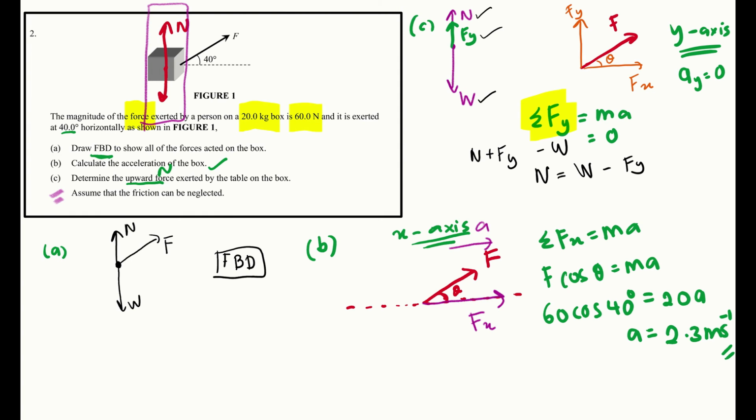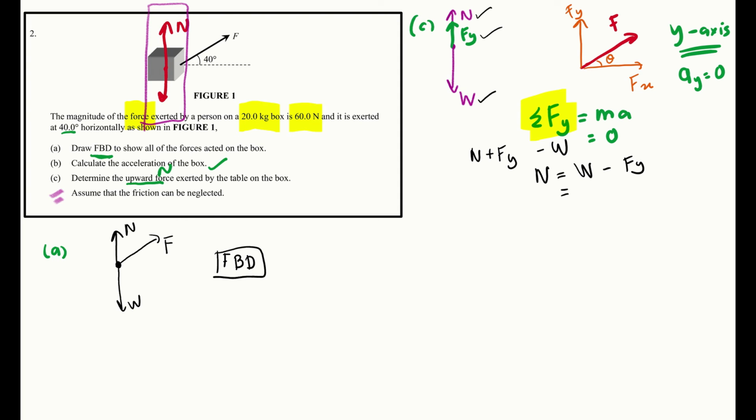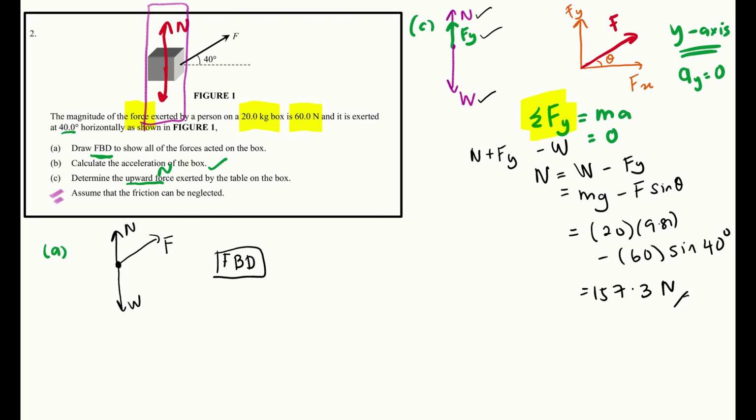Okay, so our weight is mg, our Fy is F sine theta, so mass is 20, g is 9.81. So when you complete your calculation, you are going to have your answer as 157.3 Newton. Okay, so that is how we solve this question.